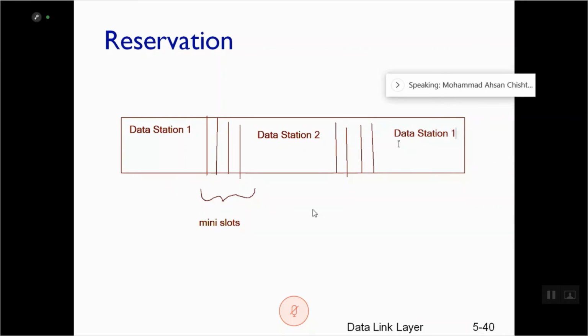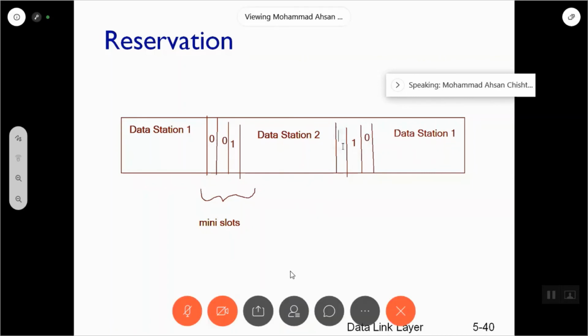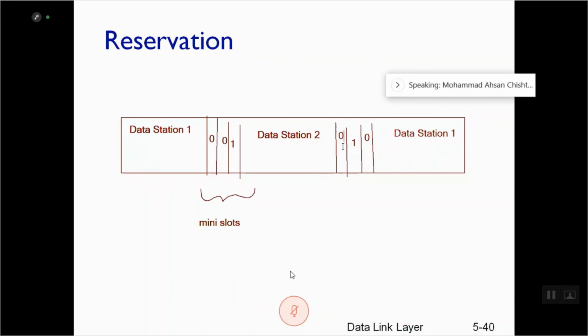Each mini slot belongs to a station. When the station needs to send a data frame, it makes a reservation in its own mini slot. So it will say 1 here. The rest of the stations, if there are 3 stations and one is sending, have 0, 0, 0. If station 2 is sending, we have 1 here, and the rest of these would be 0 and 0. So when a station needs to send a data frame, it makes a reservation in its own mini slot. After that, it can send the data frame, as simple as this.